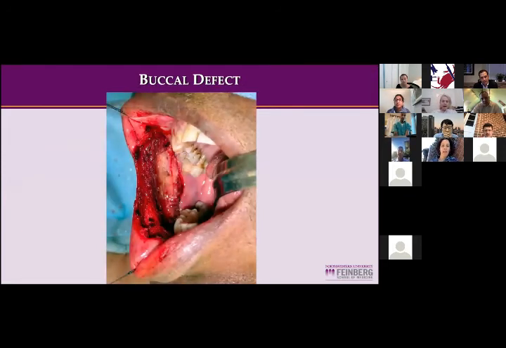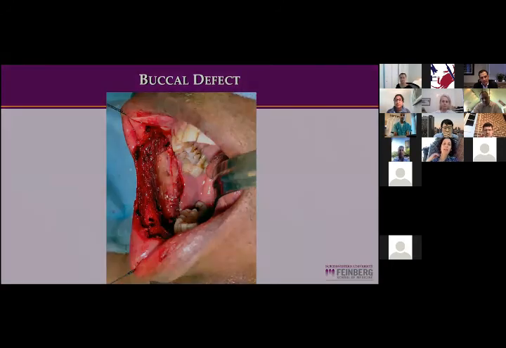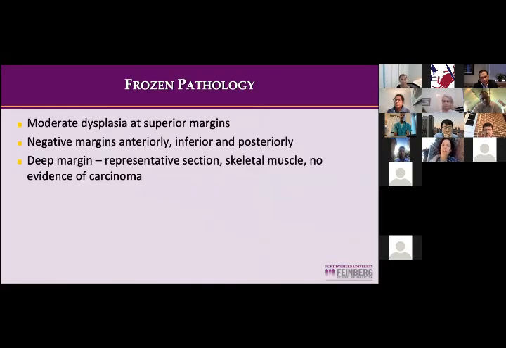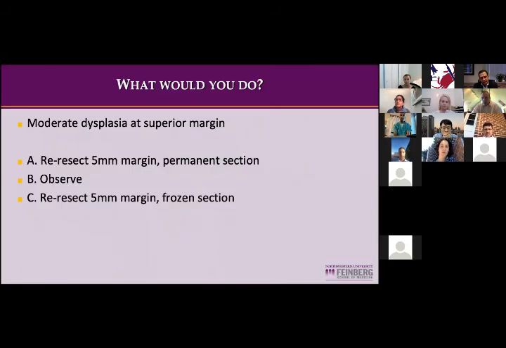We elected to get frozen section margins, and the pathology demonstrated moderate dysplasia at that superior margin, negative margins anteriorly, inferior, and posterior. And then our deep margin, we took a representative section, was just skeletal muscle, no evidence of carcinoma. My second question is, if you had that come back on your frozen, what, if anything, would you do about that superior margin?